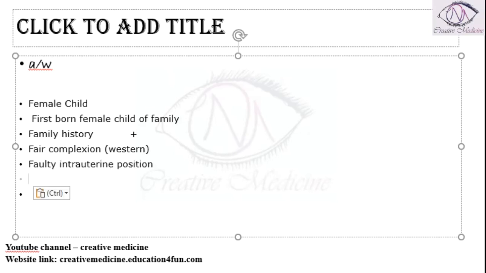So in developmental dysplasia of hip, it is associated with female child, first born female child of the family, family history present, fair complexion, especially in westerners, and faulty intrauterine position.